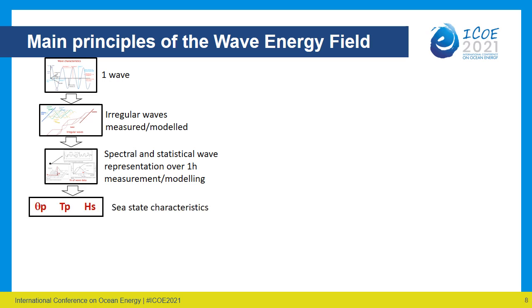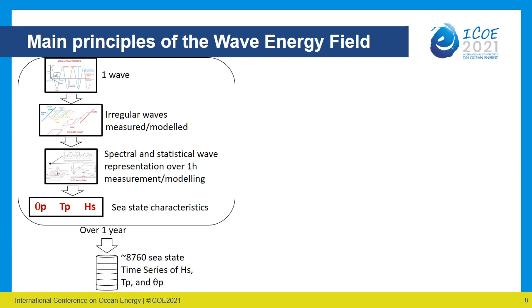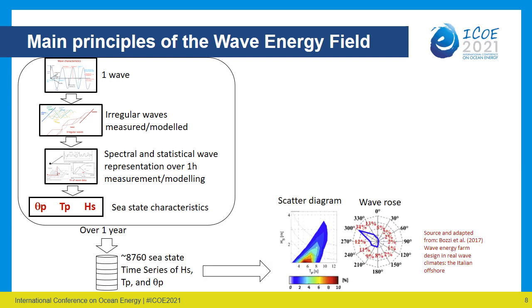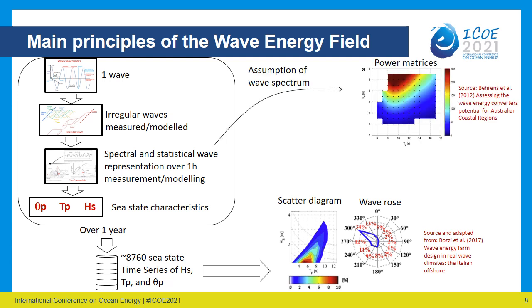sea-state characteristic definition. Often sea states are assessed over 1 year of wave data, and conducted over 1 year, we obtain the time series. This then enables the analysis of the wave climate distribution, often illustrated using the scatter diagram and wave roses. The spectral analysis also leads to the WEC power matrix, showing the WEC power production capacity for different wave height, period, and direction sea states.